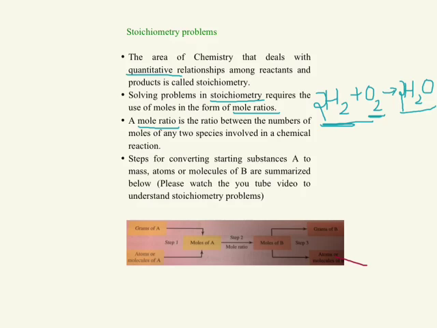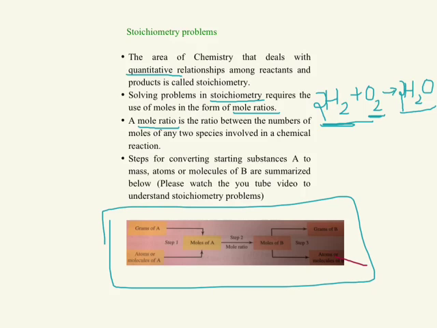Now, this table here is very important, and if you understand this, you're not going to have any problem with these stoichiometry questions. If you look at this, for example, you can go from moles of A to moles of B just using the mole ratio, which is a one step process. If you are given grams of A and you have to find out moles of B, then first you have to convert grams of A to moles of A, and then you go from moles of A to moles of B.